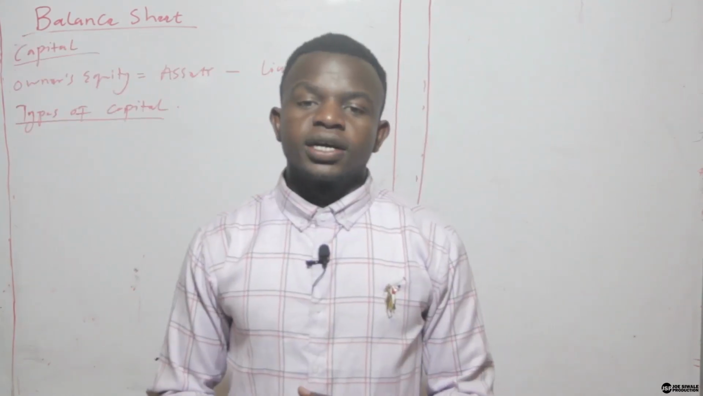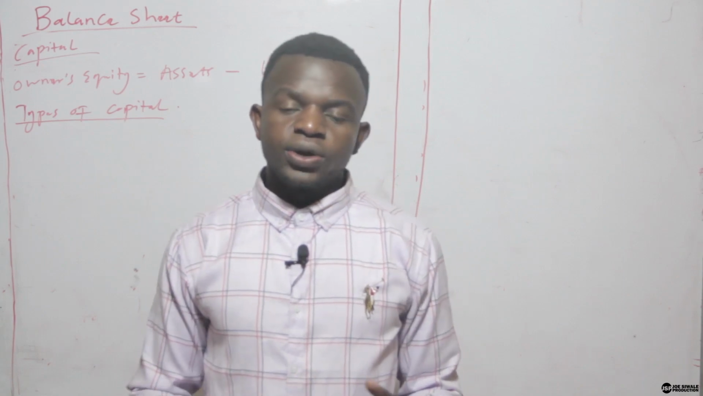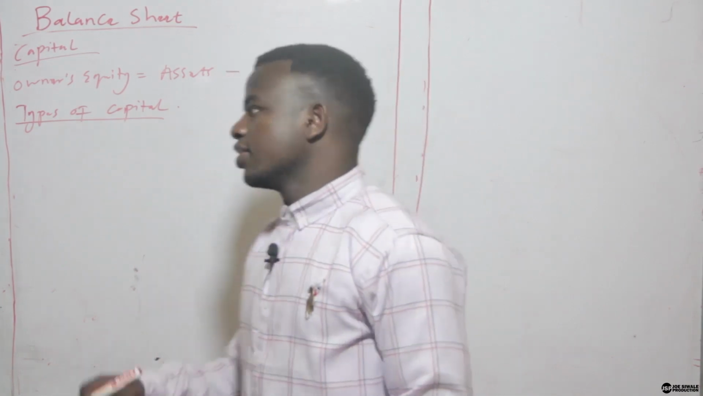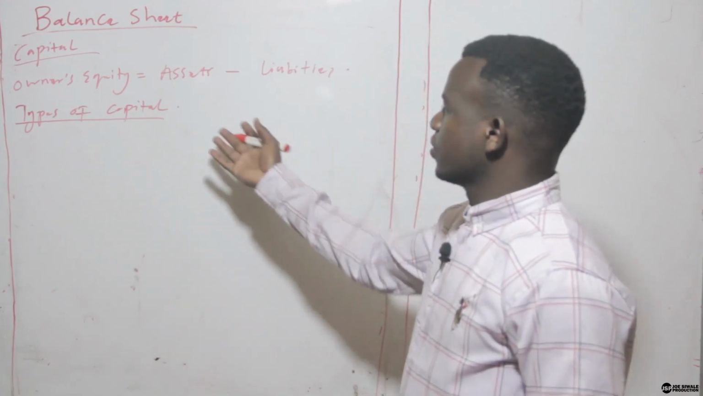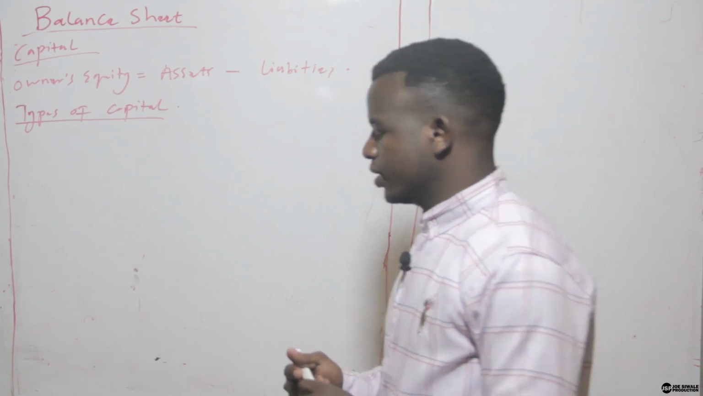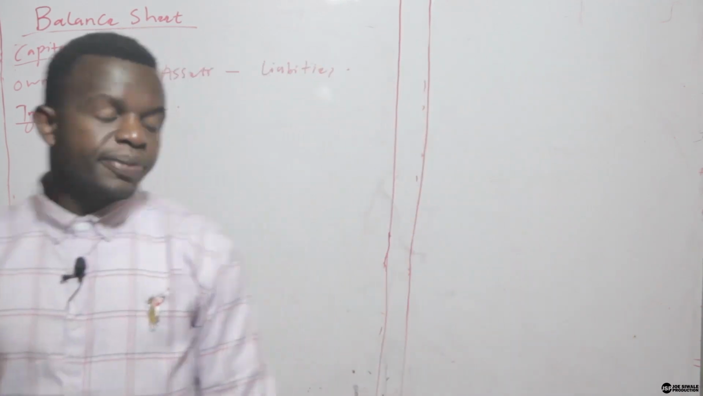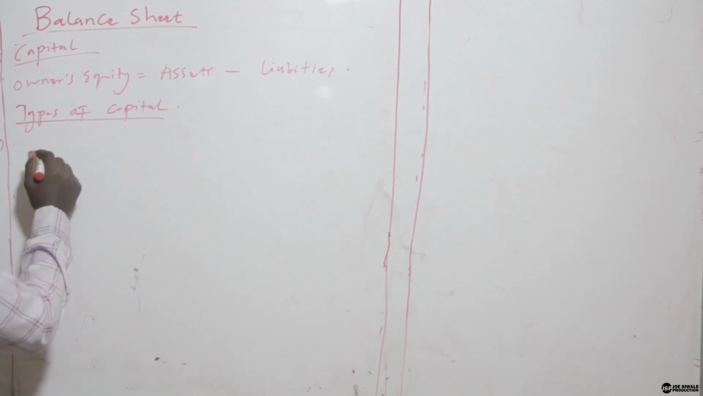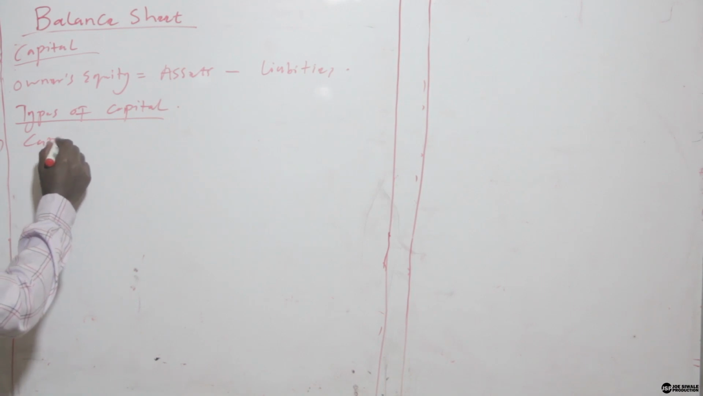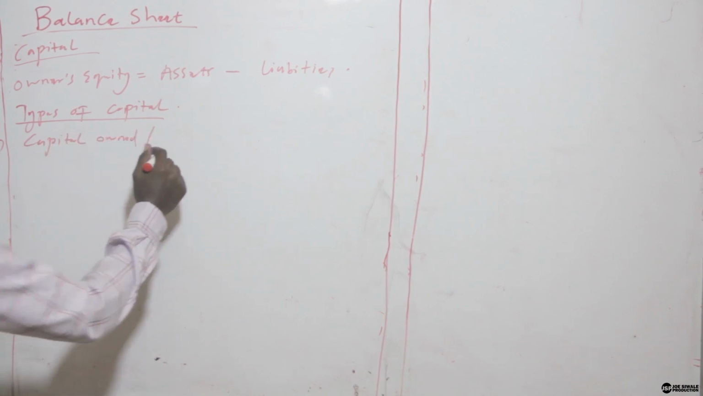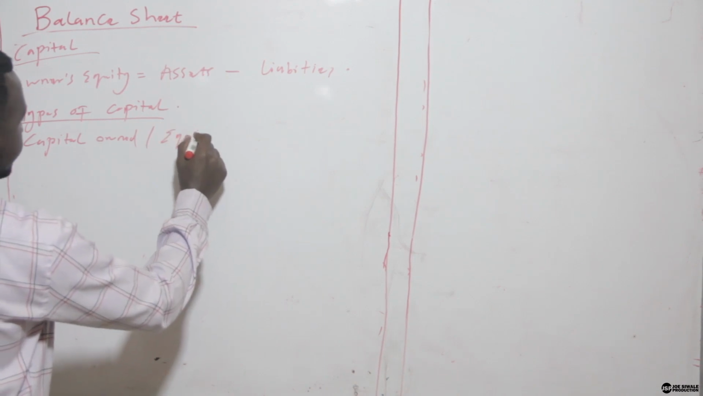So let us now look at owner's equity. So owner's equity is equal to assets minus liabilities, and I've already written down this formula. So we have owner's equity equals assets minus liabilities, and we're going to look at types of capital. So the first type of capital that we are having is capital owned or equity capital.